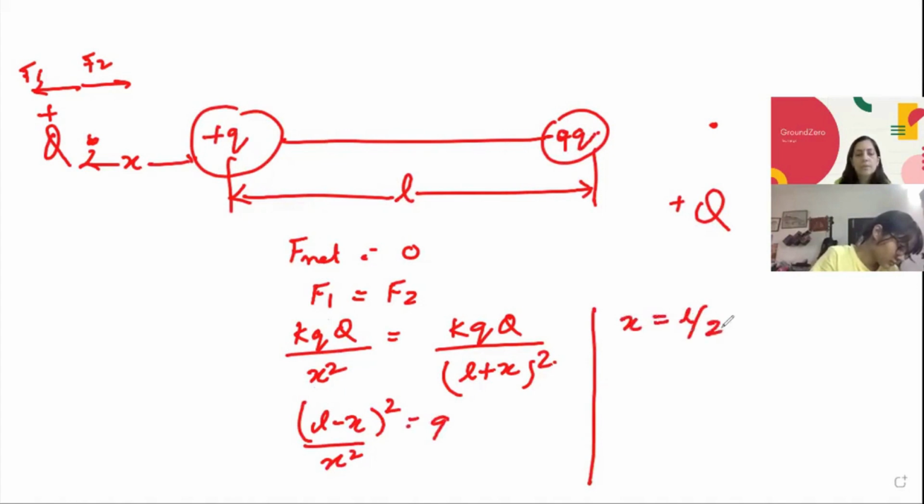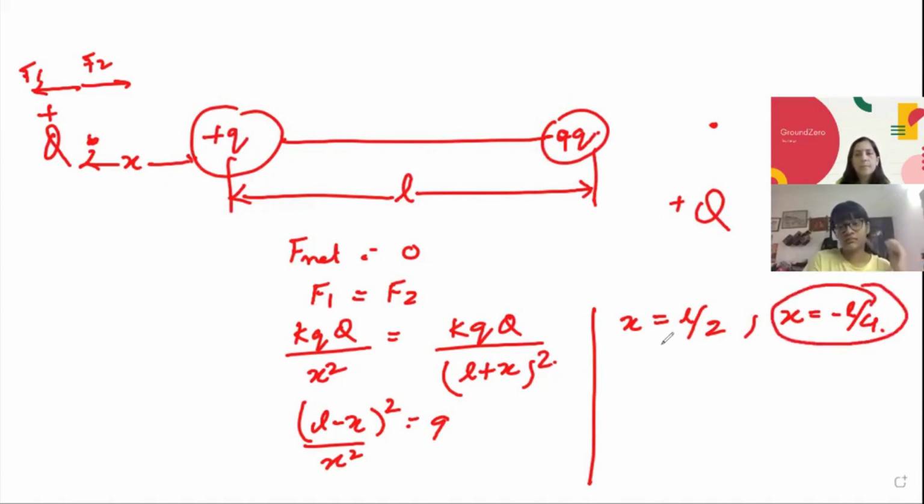One of the values you must have got is L/2, and another is x = -L/4. Which value will you take, L/2 or -L/4? L/2. Why haven't you taken the other one? Because then it will be in between the two charges, and the net force won't be equal to 0. So x = L/2 is the right answer.